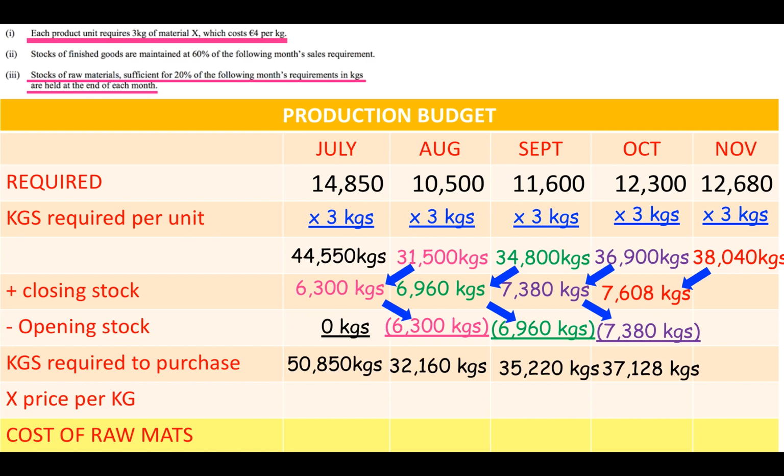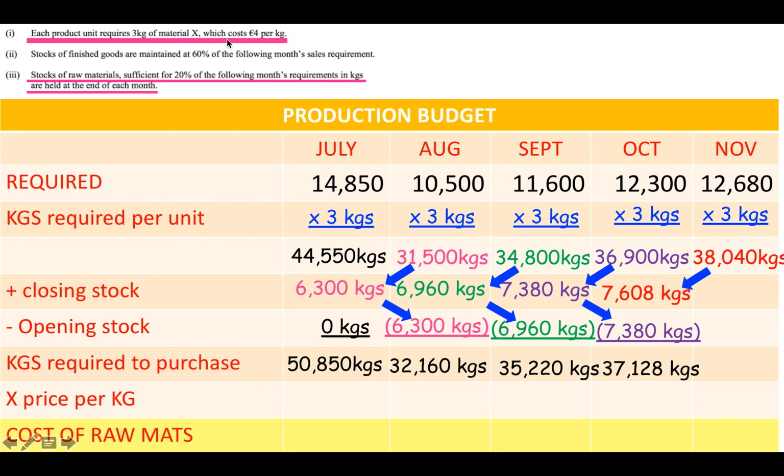Now, what we need to do then is just tot everything up and find the kilos going across the way. So July, August, September, October. Alright, so 50,850 kgs are required in July, 32,160 kgs are required in August, 35,220 kgs are required in September, 37,128 kgs are required in October.